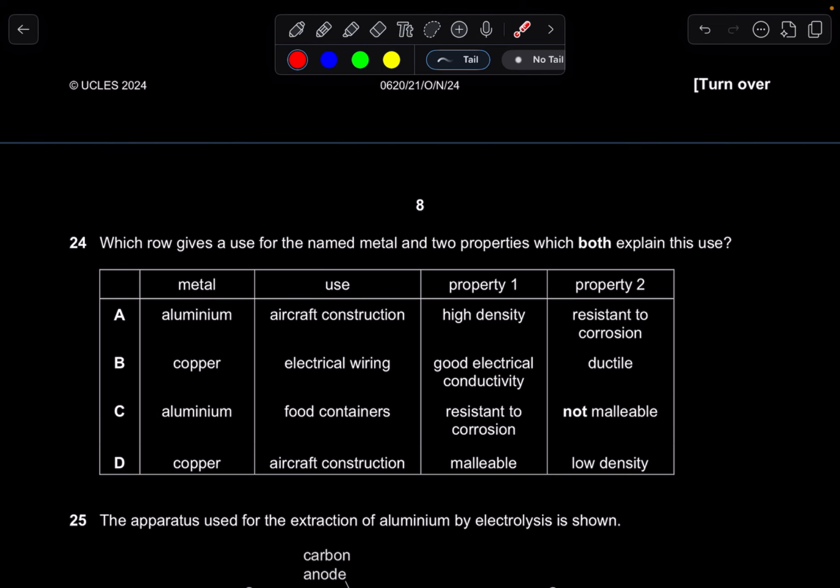Okay, which row gives a use of the named metal and the two properties which both explain the use?